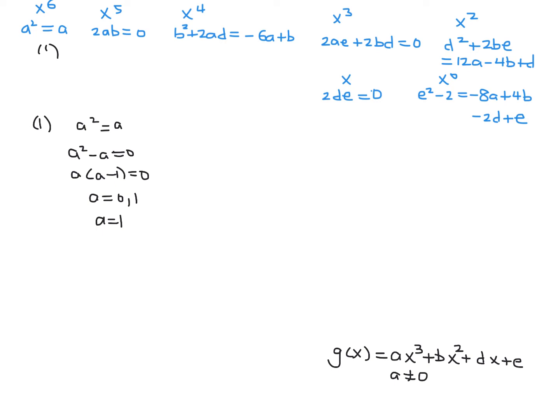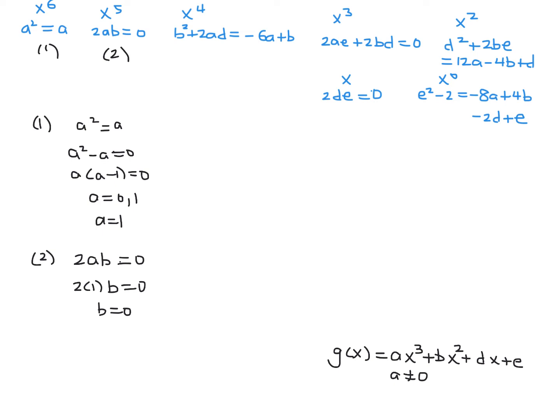Let's see, where can we go next? Let's go to this one. From 2, we can figure out that 2 times ab is 0. But a we just figured out was 1, so let's substitute that in. So that means b must be 0. Okay, great. We got 2.